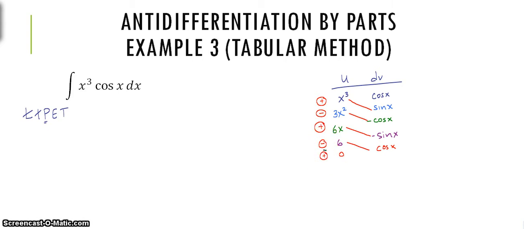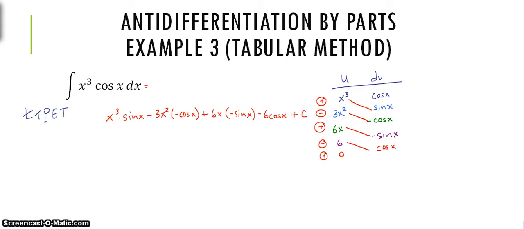And so it looks like this. It's going to be x cubed times sine of x. That's this diagonal. Minus 3x squared times negative cosine of x. Plus 6x times negative sine of x. Minus 6 times cosine of x plus c.